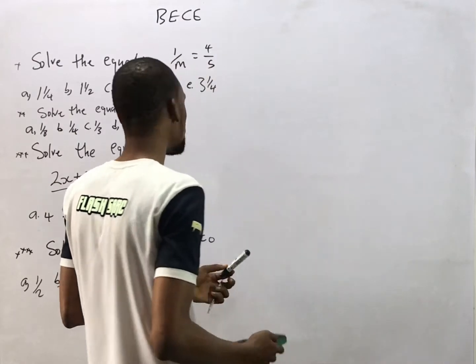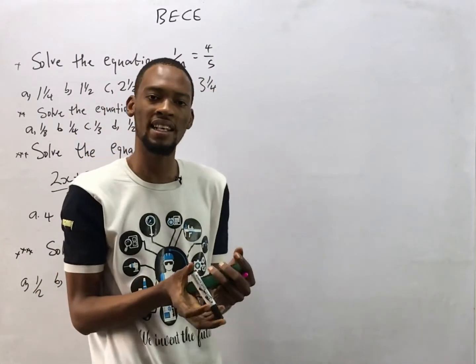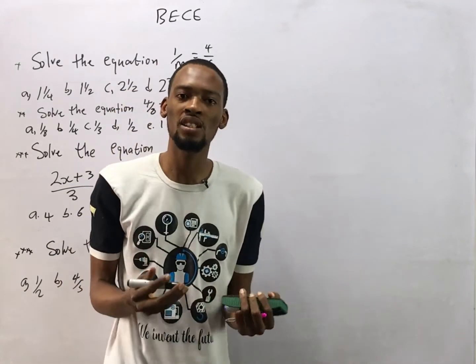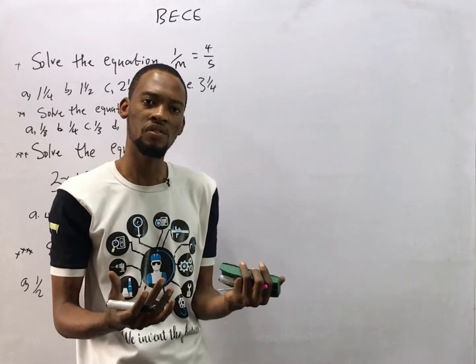And in equations, we have linear equations. All these equations you are seeing, they are linear equations. The highest power is 1. We have quadratic equation. That one, the highest power is 2. I will solve those ones in the next videos.